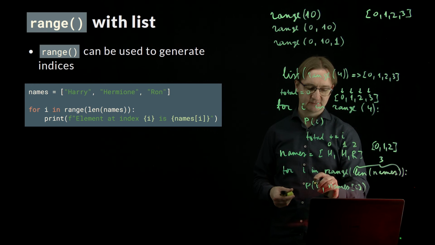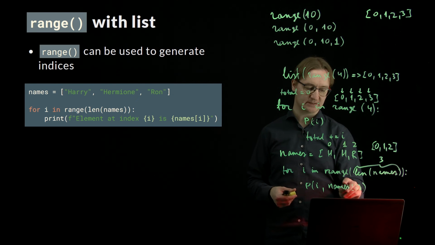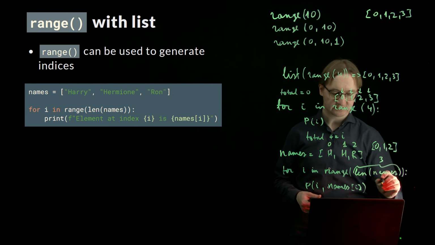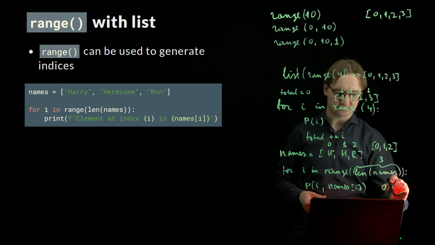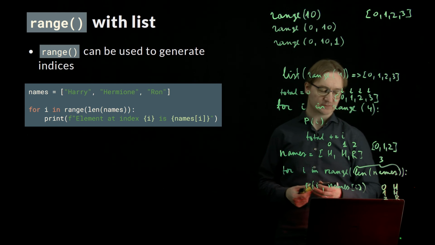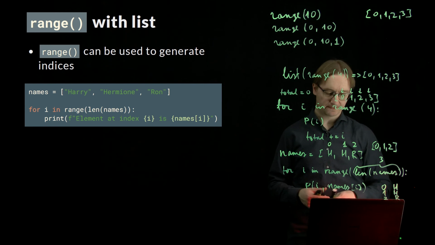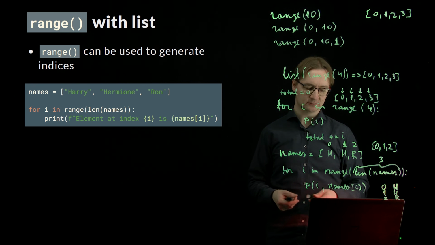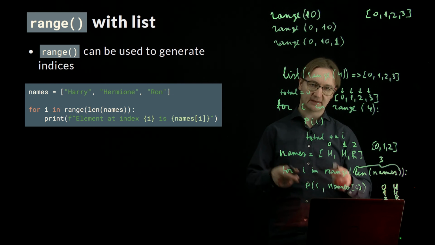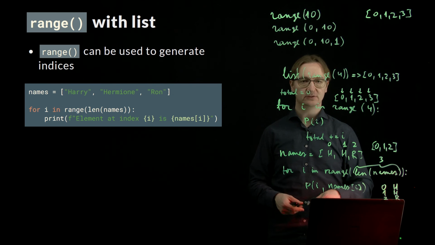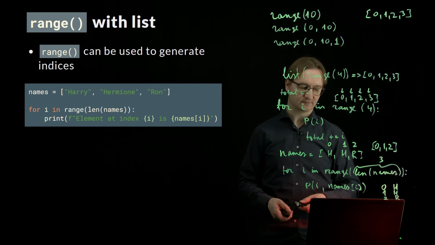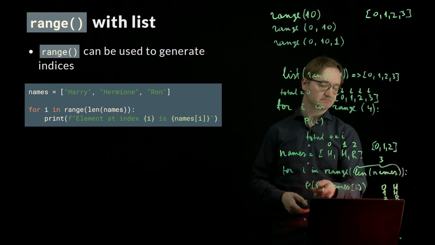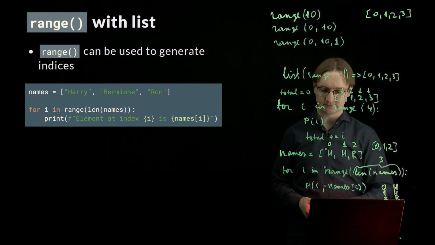And now what happens? We print out i and names at position i. So first we print out 0 and Harry. Then we print out 1 and Hermione, and then 2 and Ron. So this is what happens with this code. And this is often used, that we use range with the length of the list to get indices for this list. And then we can do whatever we want with the value i.